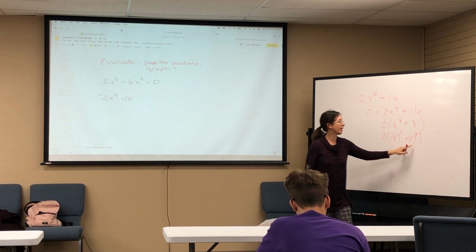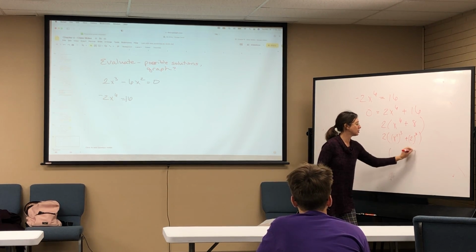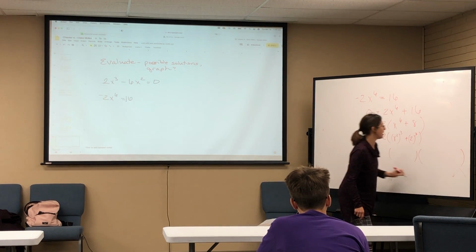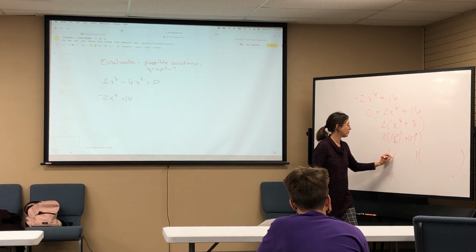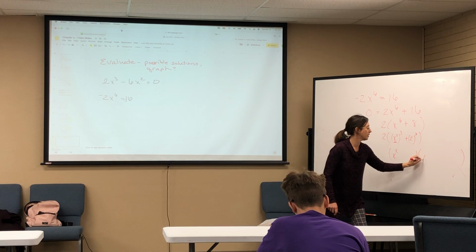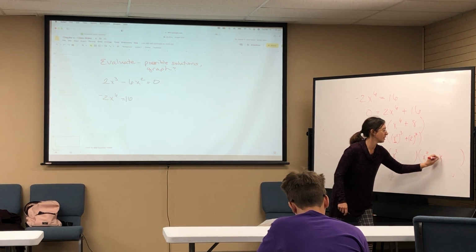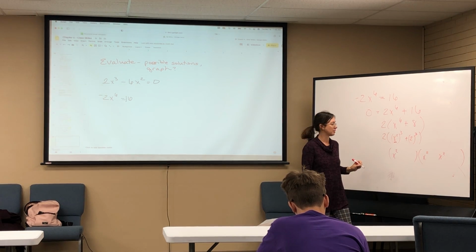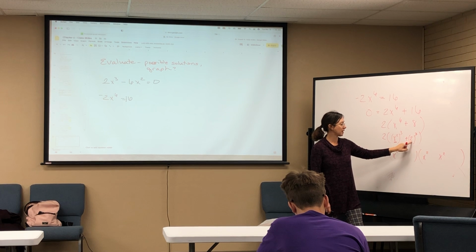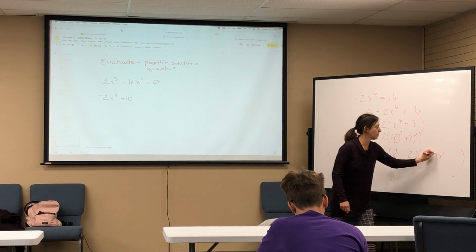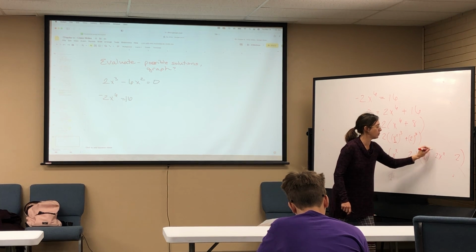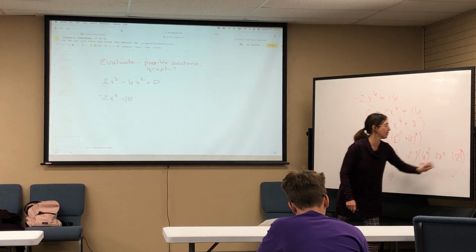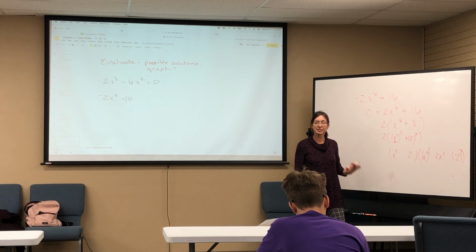Okay. So now I have a sum of cubes. So I have a binomial and a trinomial. We're going to take our first term, x squared, put it in all 3 spaces. We'll take our second term, put it in all 3 spaces. We know that for the trinomial, the first and the last space are squared. Now, I've got to deal with signs.